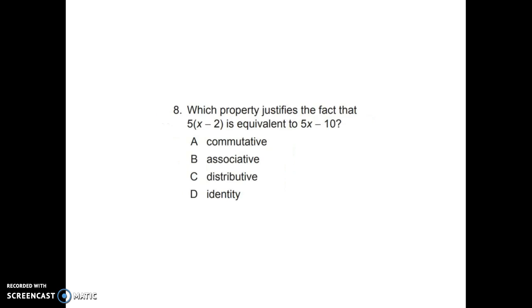Number 8. Which property justifies the fact that 5 times (x minus 2) is equivalent to 5x minus 10? A. Commutative. B. Associative. C. Distributive. D. Identity.